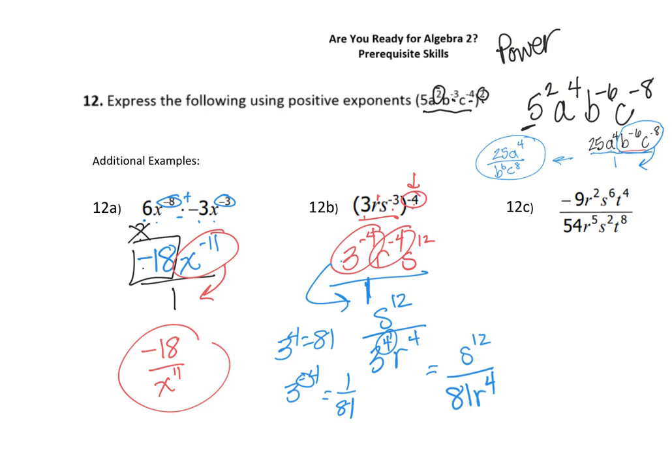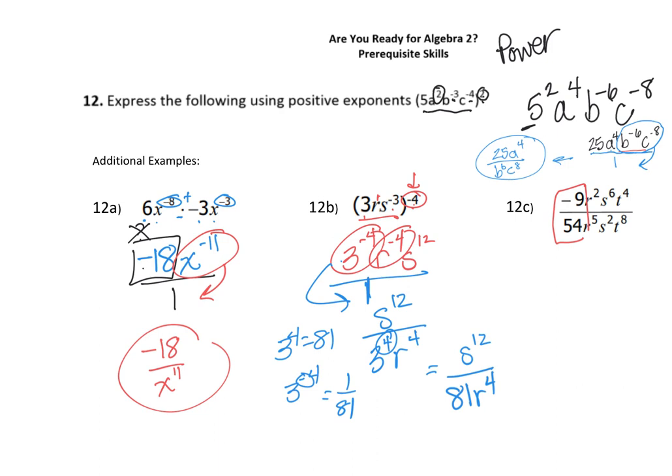And let's see, I need to hurry because I don't know if this video will upload. Hey, 12C here. I've got quotient rule because I've got a fraction. I need to simplify negative 9 over 54 because my numerator is smaller than my denominator, so that's just going to simplify as a fraction.